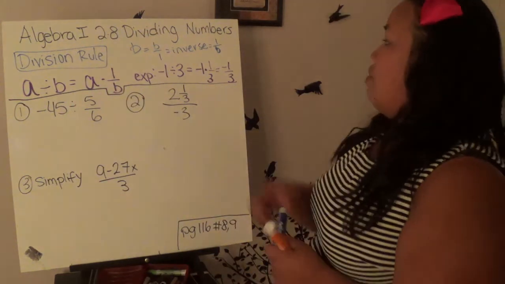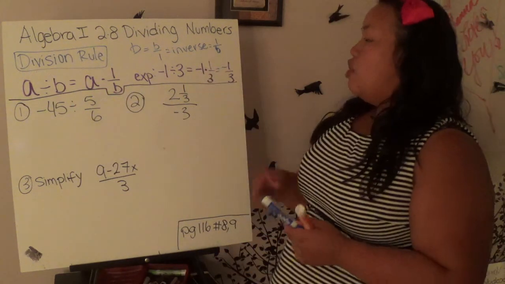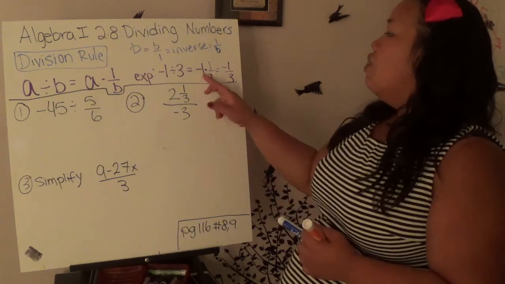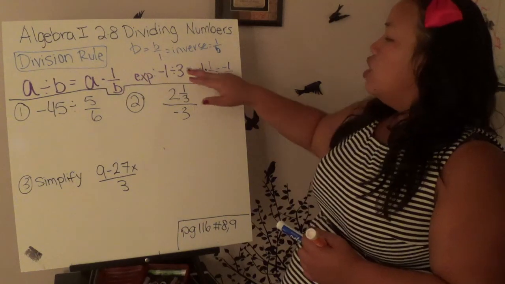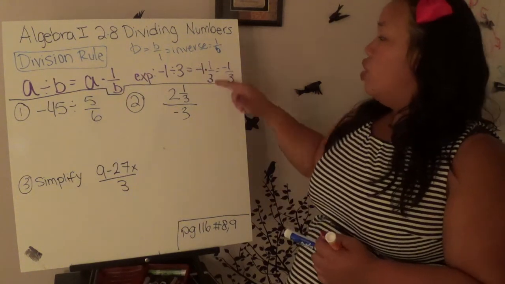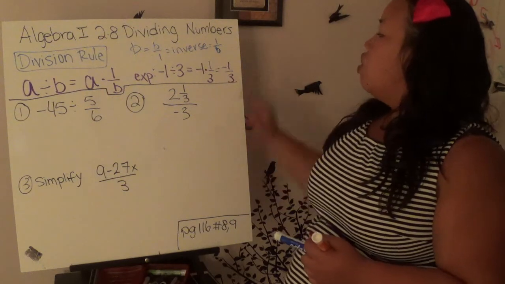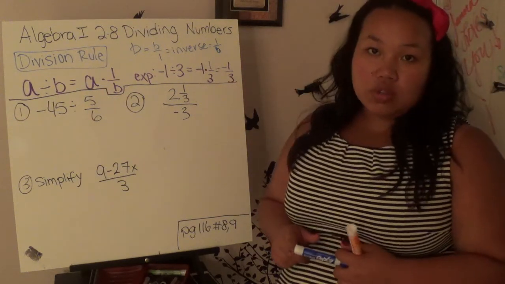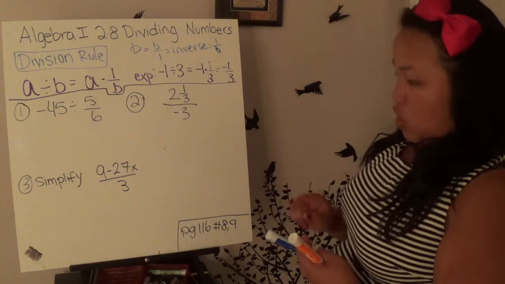So for example, if I have negative 1 divided by 3, what I'm saying is negative 1 times the inverse of 3, which is 1/3. So negative 1 times 1/3 gives me a negative 1/3. That's an example. So let's try this one.